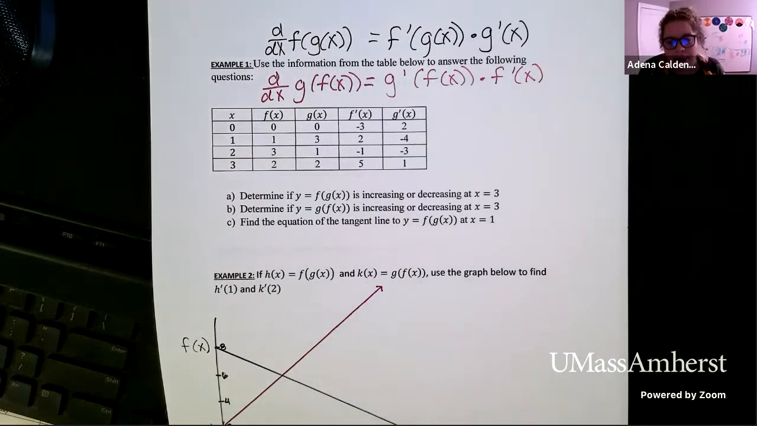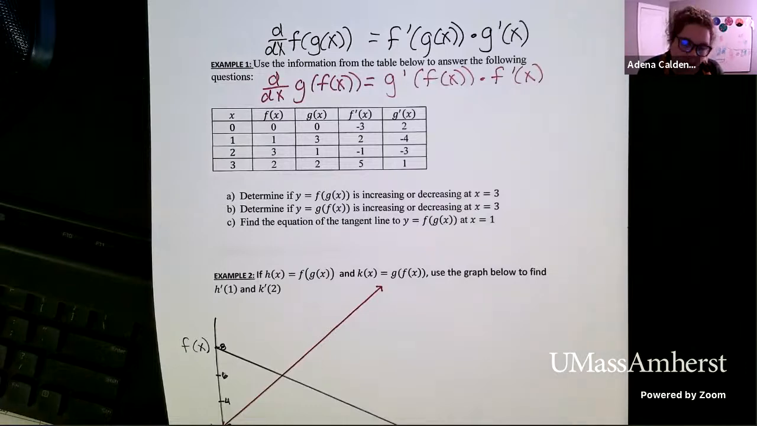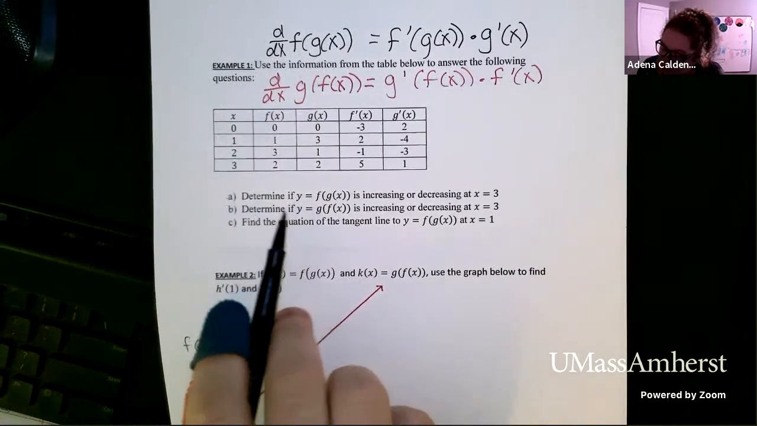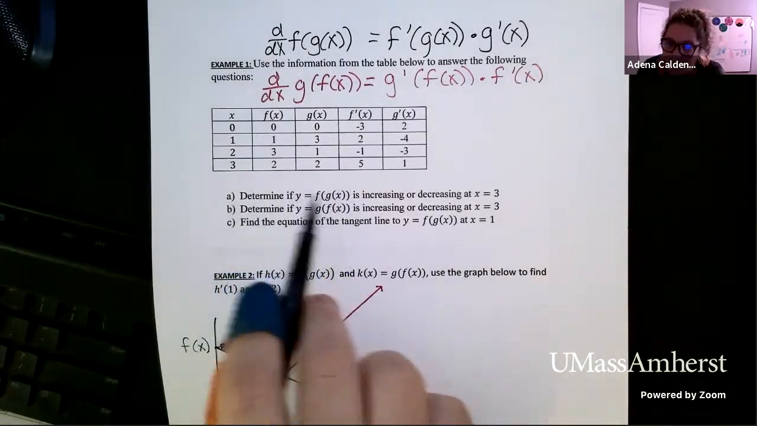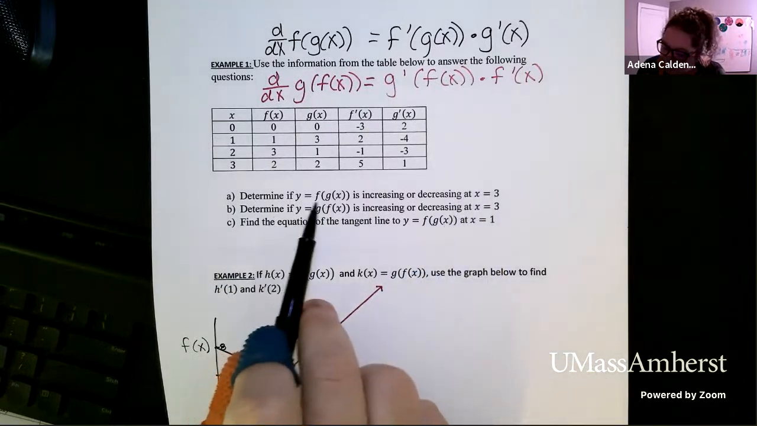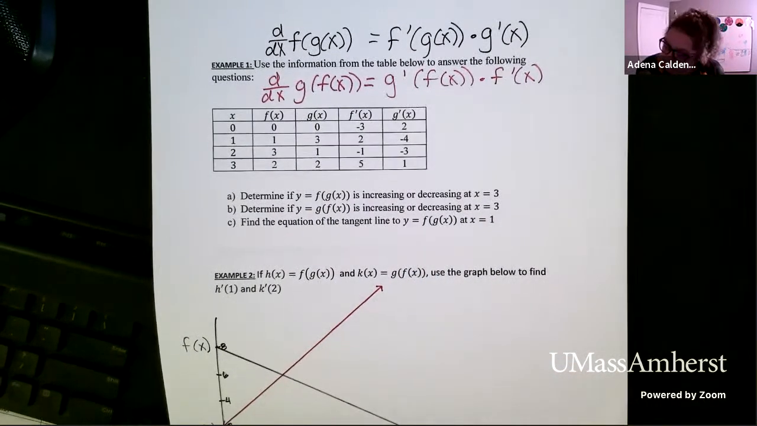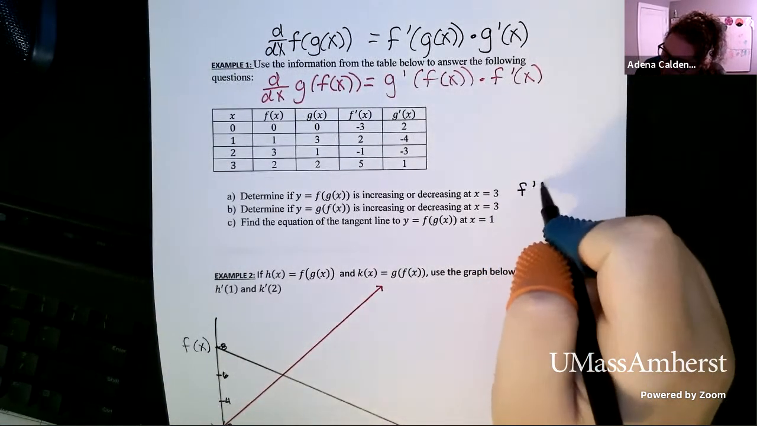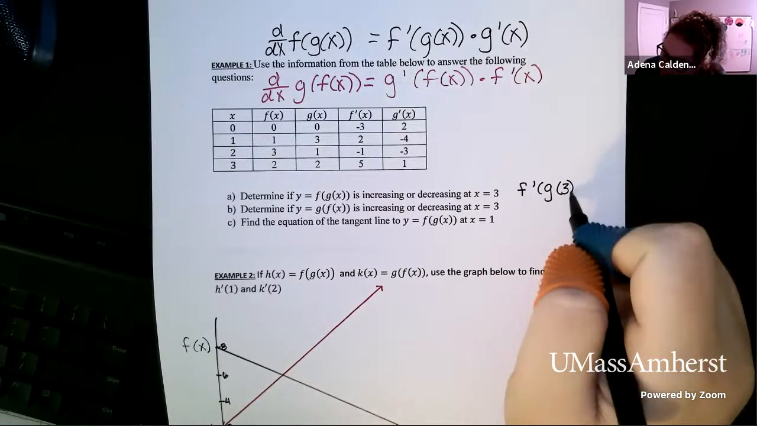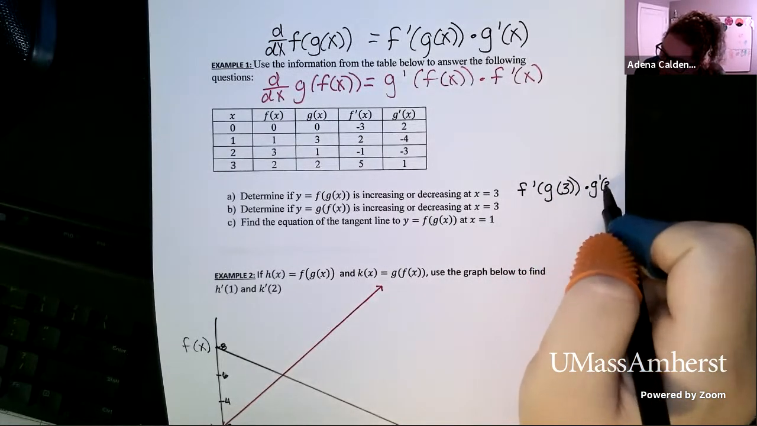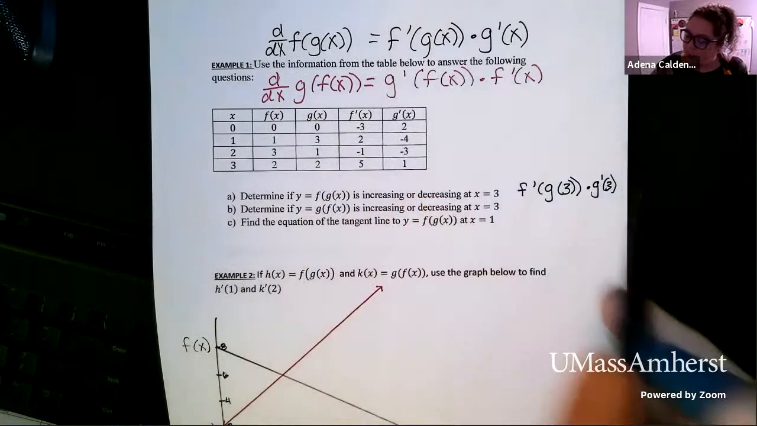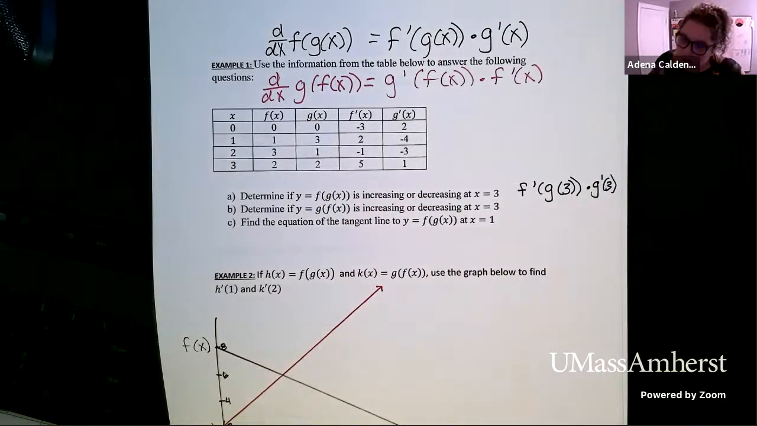So for part A, I want to remind you that for the function to be increasing, our derivative needs to be positive. For it to be decreasing, the derivative needs to be negative. So we need to figure out the derivative at 3 for f of g of x and g of f of x. For the first one, what we're really finding is f prime of g of 3 times g prime of 3. That's the derivative, right? That's up here, but I've plugged in a 3. So we have to figure out all those values from the table.